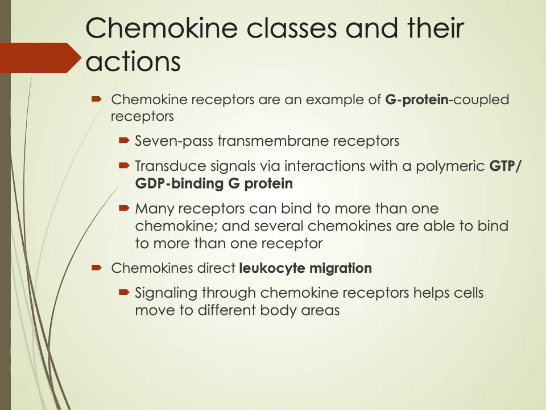For these chemokines, some of them are able to bind more than one receptor. And in other cases, the receptors can actually bind more than one chemokine. So it allows for some redundancy so that you get the leukocyte migrating to that location.